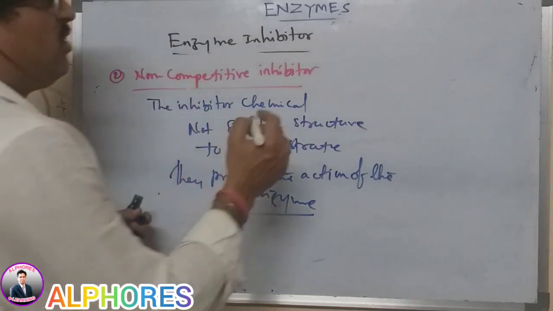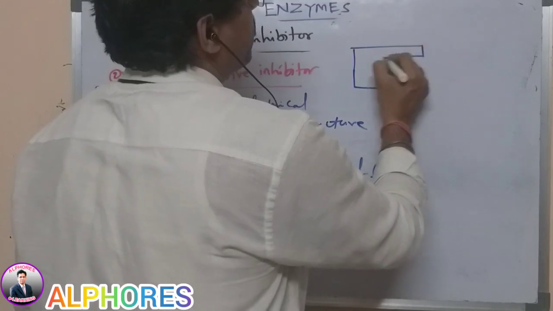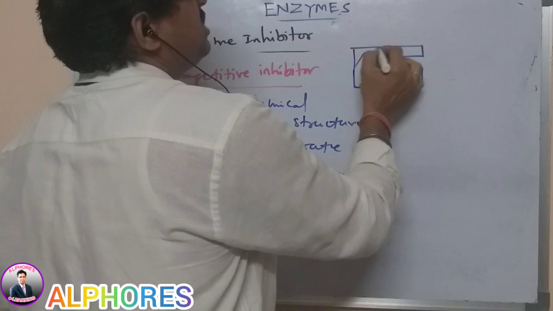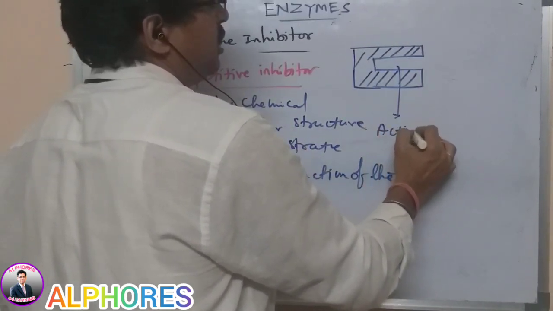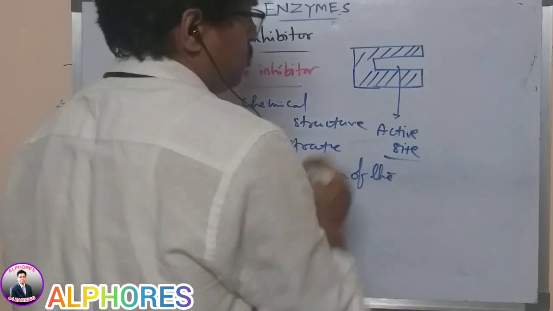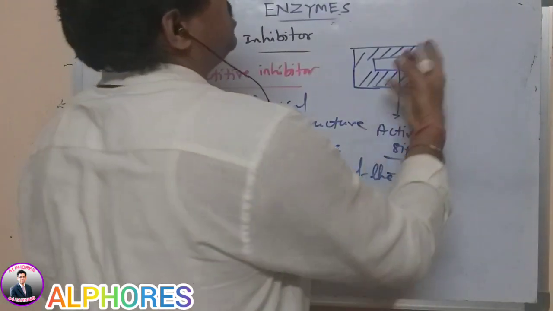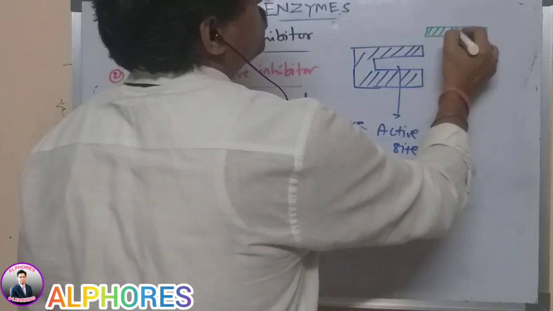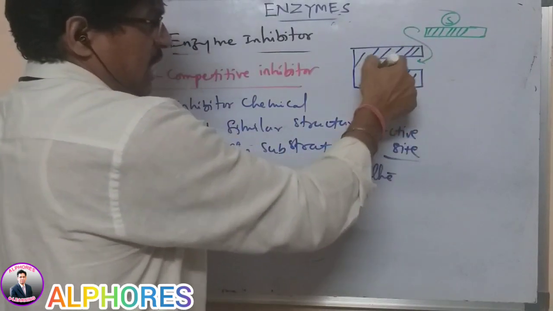For example, take this one. This is the enzyme. This enzyme has a site, which is called the active site. Here this is the substrate molecule. Actually, it is going to come and fix in this active site.